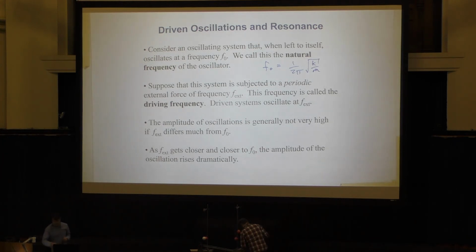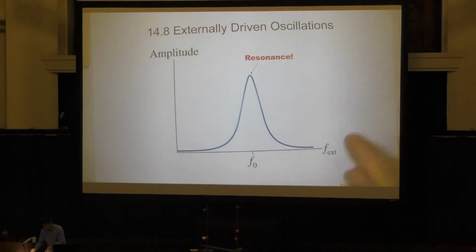Then you suppose that the system is subject to a periodic external force that has a driving frequency. This is called the driving frequency. The driven system oscillates at f external. The amplitude of the oscillations is generally not very high if f external differs much from f0. But as it gets closer and closer, even if it's a small driving force, the amplitude goes way up. And there is this idea of resonance: the driving frequency can be at different frequencies, and when it matches the natural frequency, the amplitude goes up.